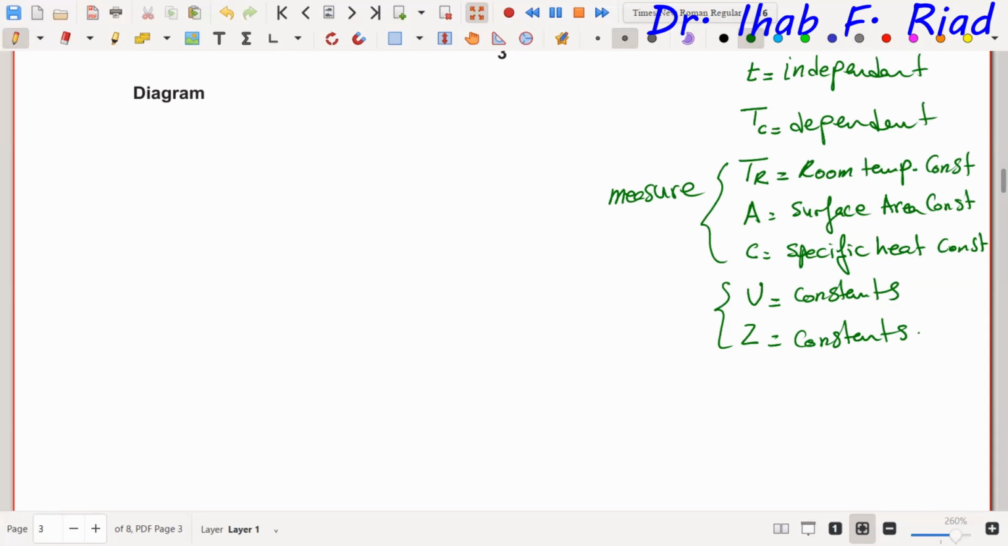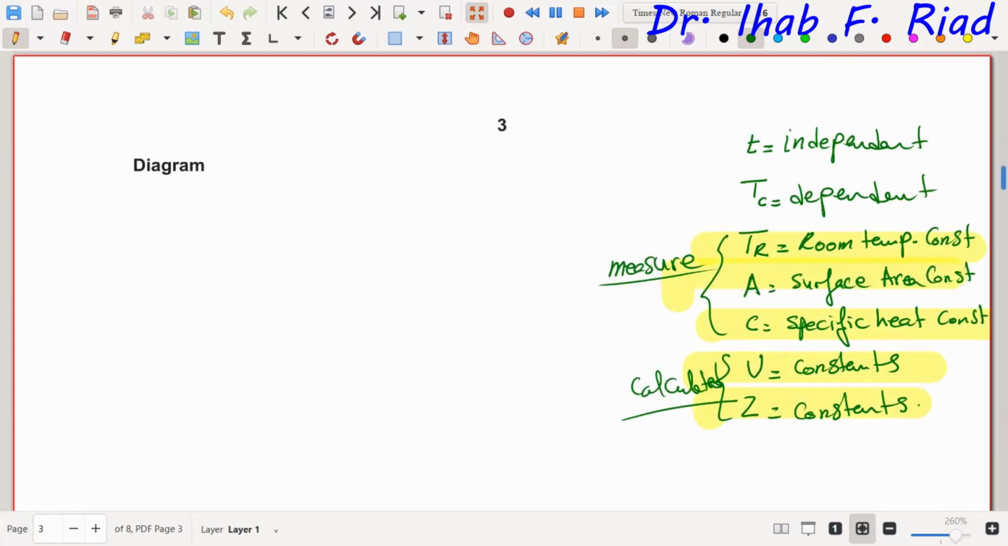No. The difference is that those values we are going to calculate from the gradient and the intercept, right? Those ones we are going to measure when we are doing the experiment. Those ones we are going to calculate later on after we get our gradient and after we get our intercept, right? Yes. Okay, good.